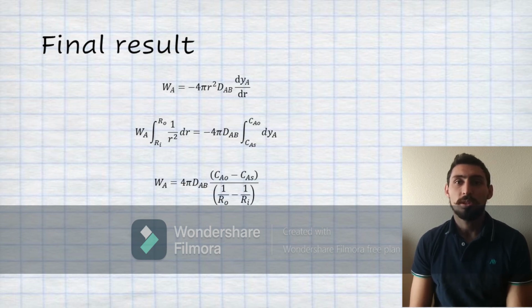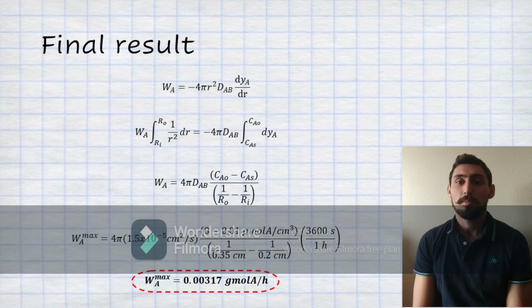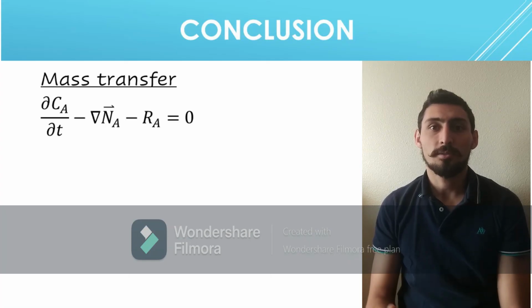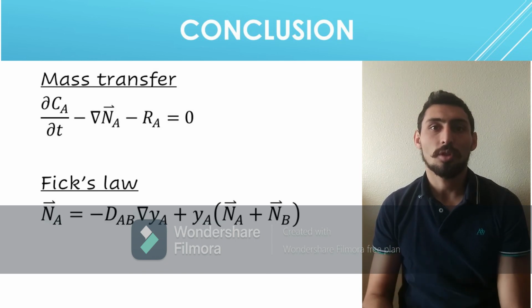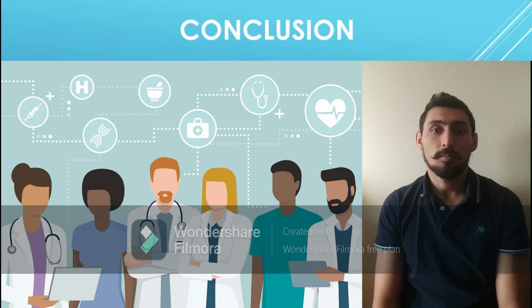Computing the initial information, we find the maximum possible rate of drug release from the capsule, which is 3.17 milligram-mole per hour. We've seen how the utilization of mass transfer and Fick's law can be used to solve or analyze all kinds of different problems, including problems in the field of medicine.